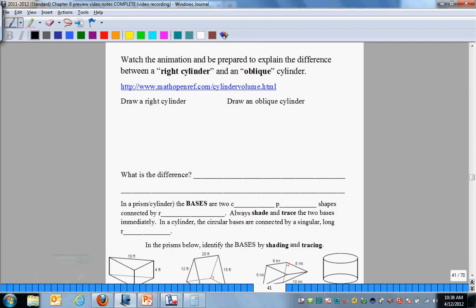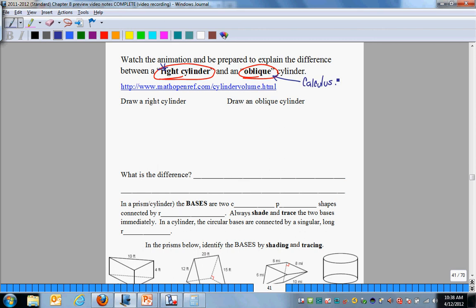Before we talk about prisms and cylinders, we need to differentiate between these two words, the concept of a right cylinder or a right prism, and an oblique cylinder and an oblique prism. Why is it important to distinguish this? Because all the equations we're going to learn in the next 10 minutes only apply to right cylinders and right prisms. They do not apply to oblique. You're going to be covering oblique prisms and cylinders when you hit calculus.